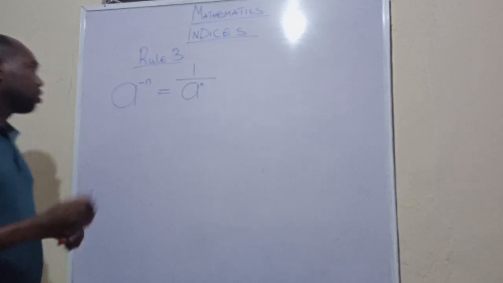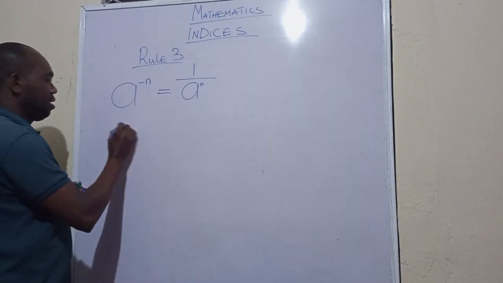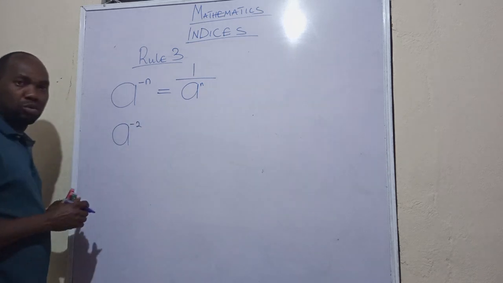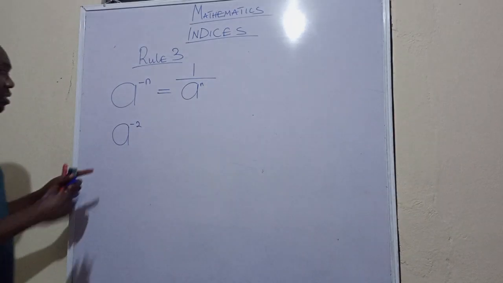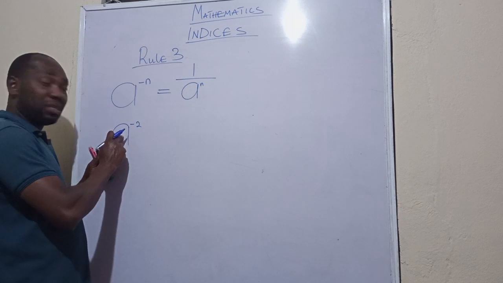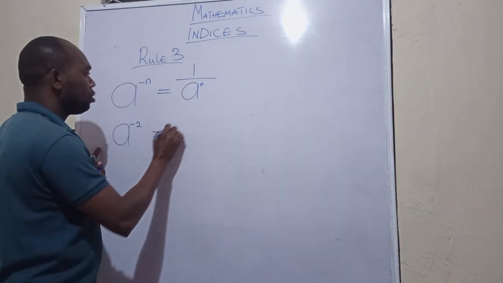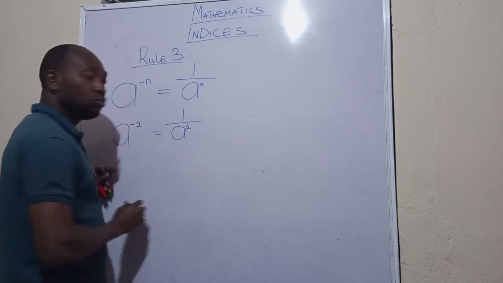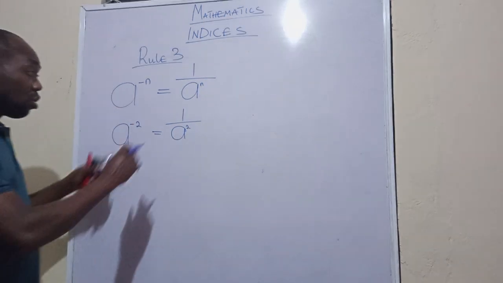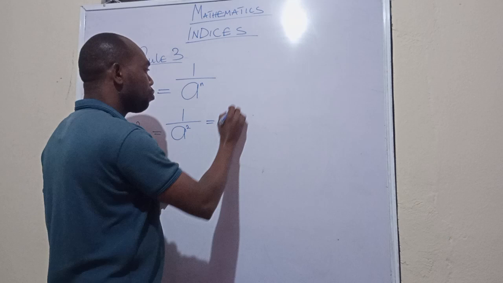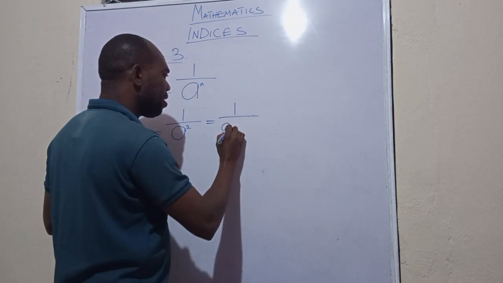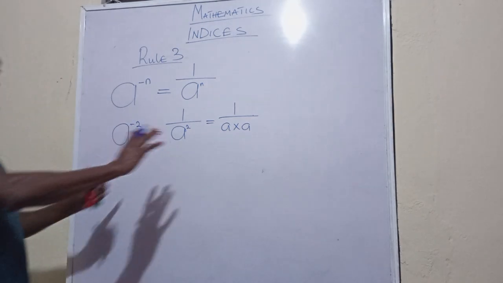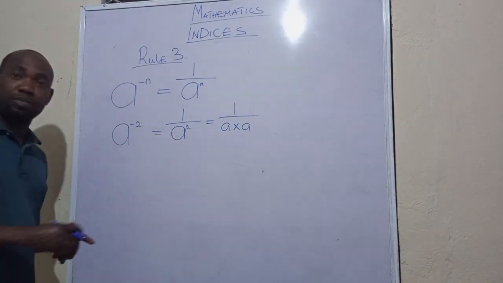For example, if we have a raised to the power of minus 2, what it means is that this minus sign will reciprocate a, and it will be 1 all over a raised to the power of 2, which in expression will be 1 all over a times a. I'm just expressing it, but I will stop here.